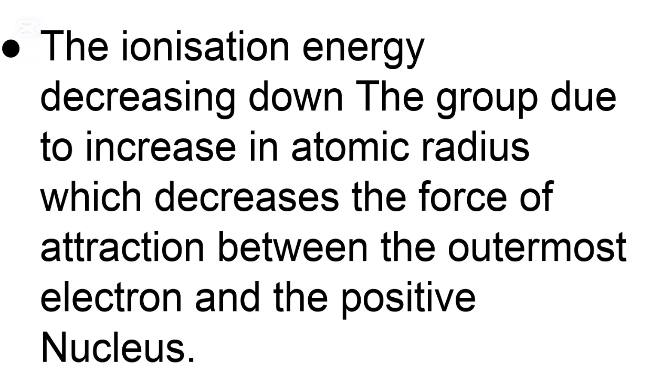Now, we know ionization energy is the minimum amount of energy required to remove an electron from the outermost energy level of an atom in the gaseous state. So as we go down the group, it decreases because electrons are not as closely held by the nucleus as when they are near the nucleus. Therefore, it decreases the force of attraction to the outermost electron, hence it can easily be lost. Therefore, ionization energy decreases down the group.